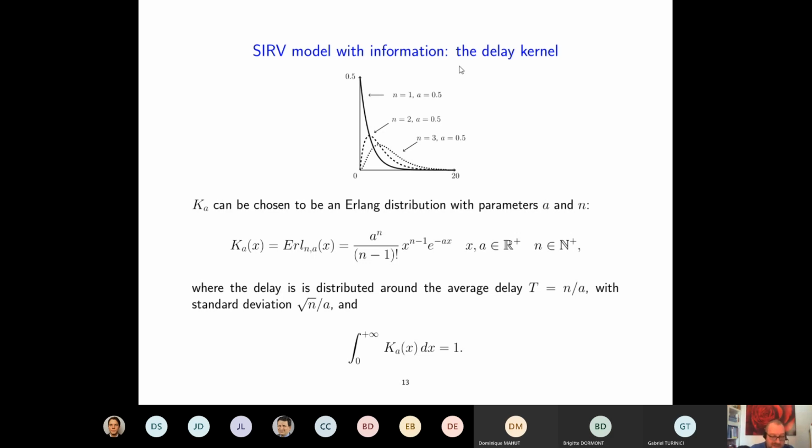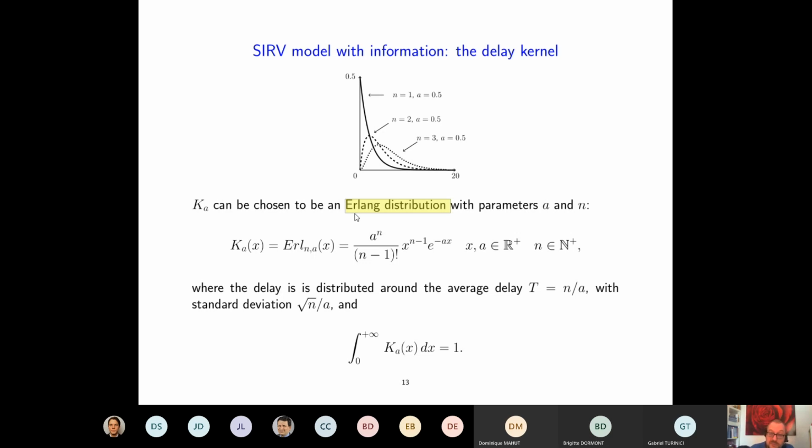Of course, the choice is not unique, but the Erlang distribution works pretty well for this kind of problem, because it may represent the case where the memory gives a greater weight to the current time and then decreases exponentially, which means an Erlang distribution of order 1, or maybe more focused on past events, when the order is greater than 1.